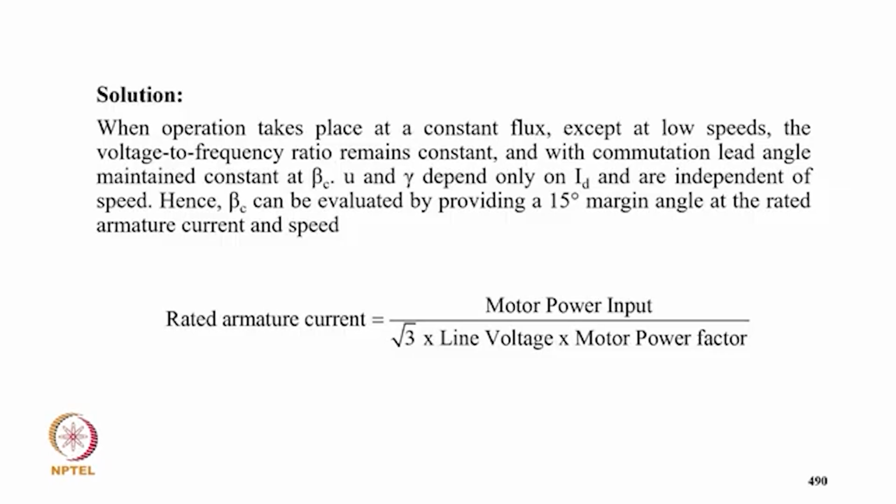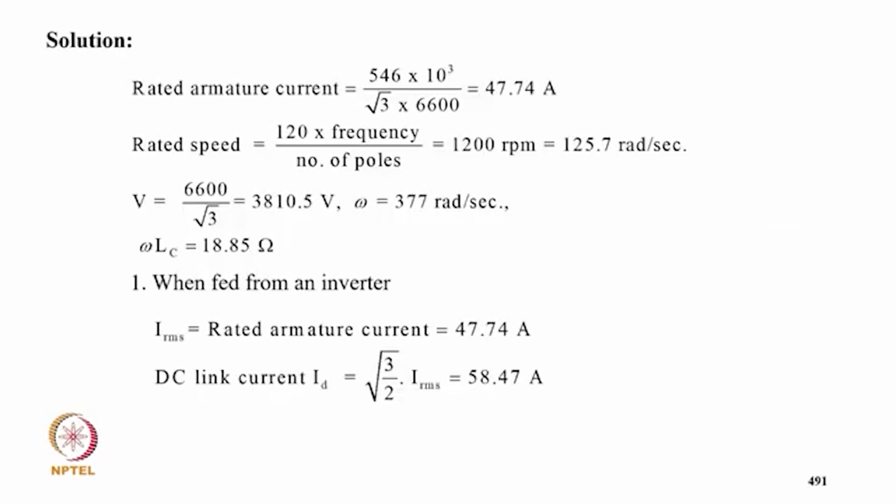Coming to the solution: when the operation takes place at constant flux except at low speeds, the voltage frequency ratio remains constant, and with the commutation lead angle maintained at constant beta C, mu and gamma depend only on ID and are independent of speed. Hence beta can be evaluated using the 15 degree margin angle at the rated armature current. Rated armature current is the motor power input divided by root 3 times line voltage times motor power factor, so rated armature current is power divided by root 3 into voltage, that's 47.74.